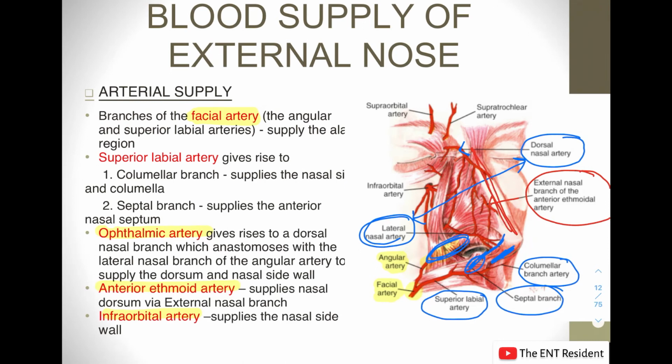Lastly is the infraorbital artery, which supplies the nasal side wall, the side wall being this region. So this completes the arterial supply of the external nose.